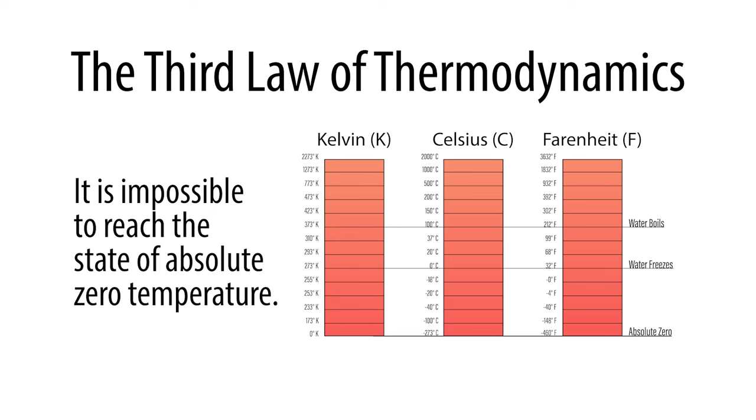This week on Science Foundations, we're taking a closer look at the third law of thermodynamics. What is it? The third law of thermodynamics explains that it's impossible to reach the state of absolute zero temperature. To put this third law into context, we need to consider the first two for a second.